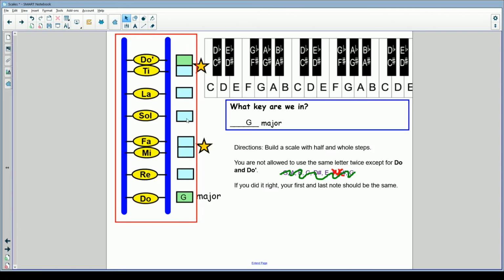So real quickly, draw the stuff inside the red box. Write in the correct letters. Watch out for your half steps. Make sure your first and last letter are the same. And do not repeat any letters except for the first and last letter.